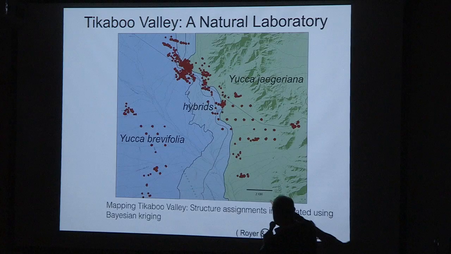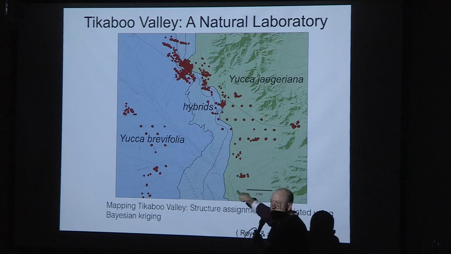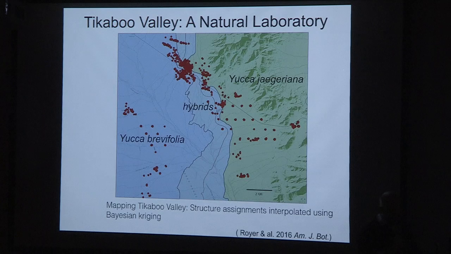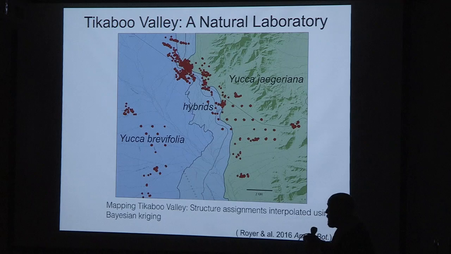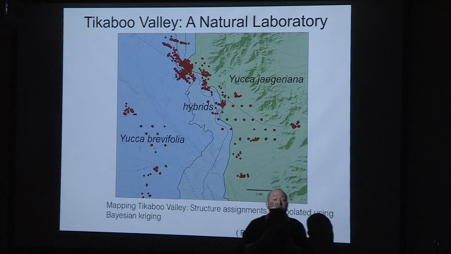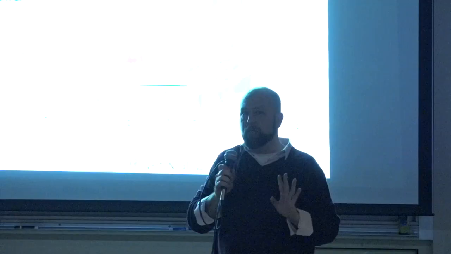So you may not be able to read it, but this scale here is 2 kilometers, so that's about a mile. This hybrid zone's about a mile wide. And what we've done is to look at how genetically different trees are from each other here versus here, so just a mile apart, but associated with different moths. Okay, here we're getting into super technical.